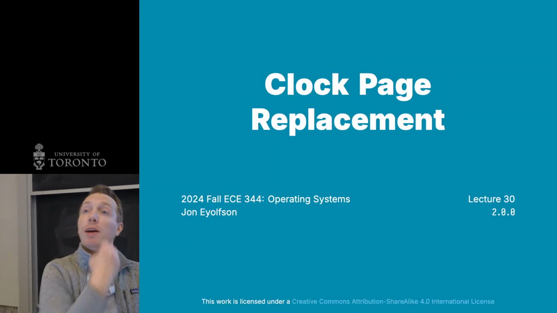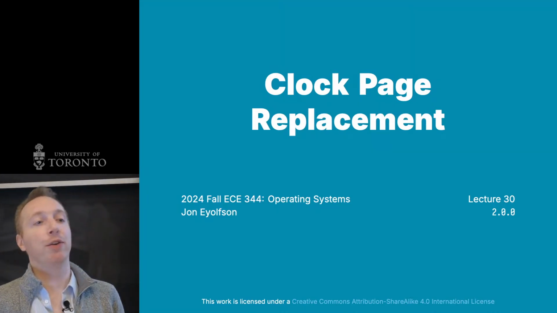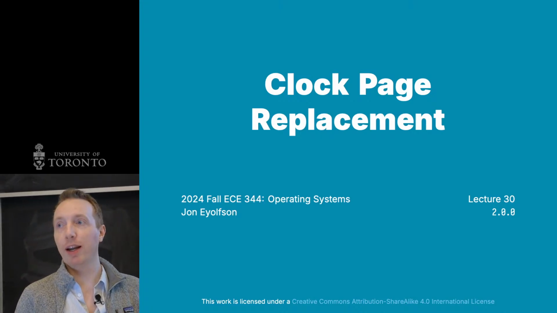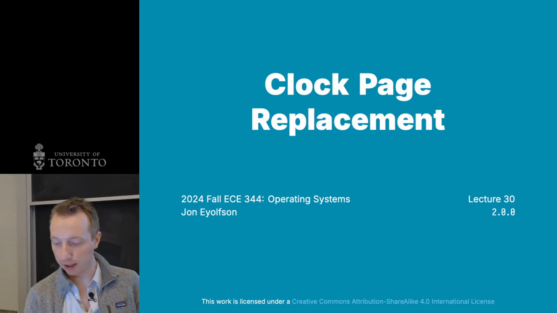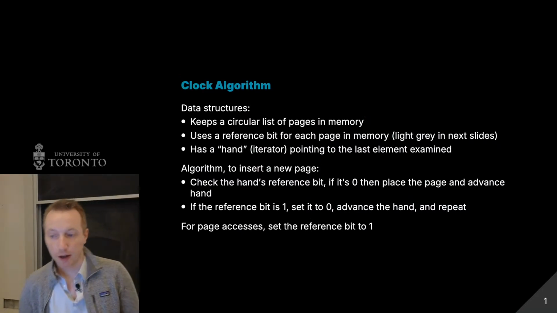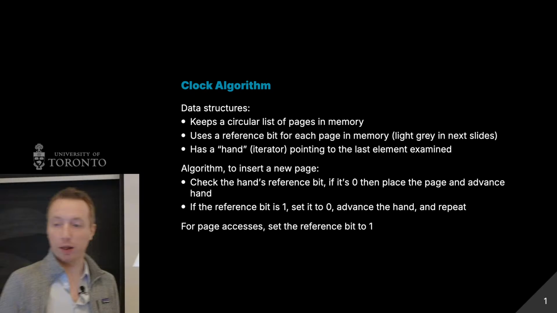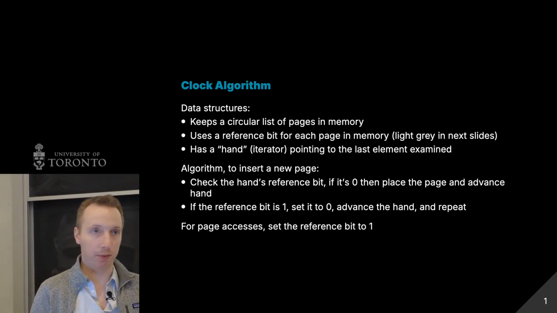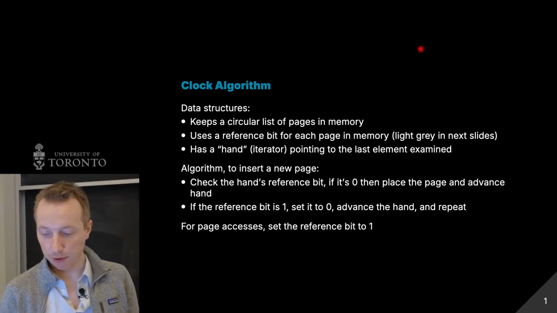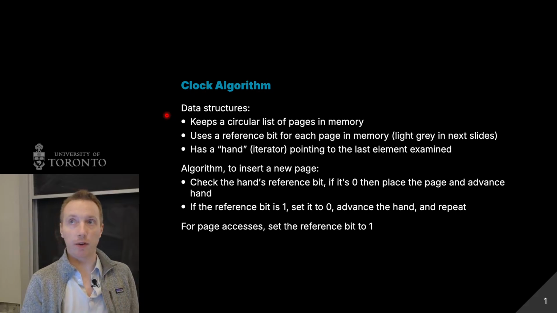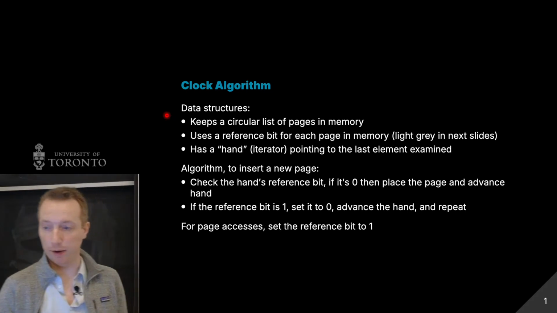So, where we left off before, we were doing least recently used. We said we couldn't implement it, so we're going to approximate it, and one of the approximations we're going to do is something called the clock algorithm. So we are talking about clock page replacement today. So the data structures involved here, we're keeping a circular list of pages in memory. This will allow us to figure out what page we need to evict. So circular, it will be a certain size, all the pages in memory, and it will loop back on itself.